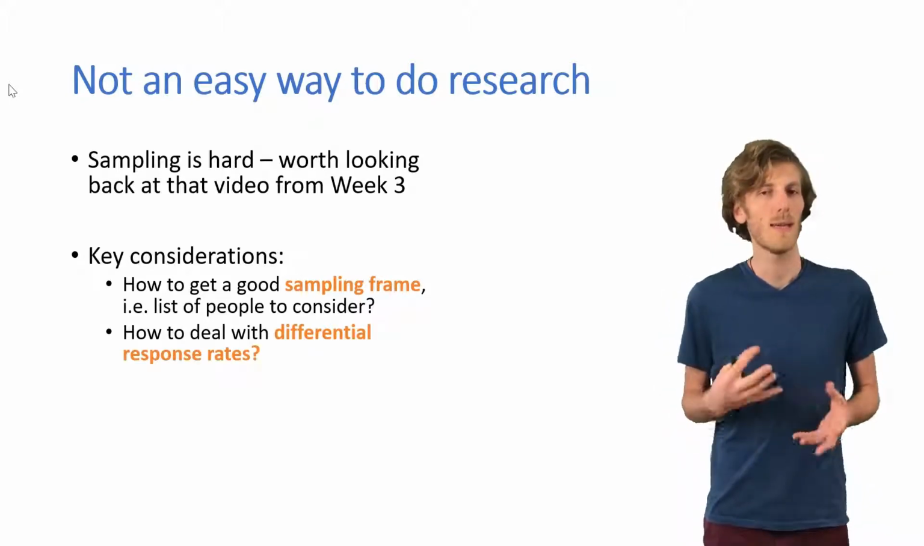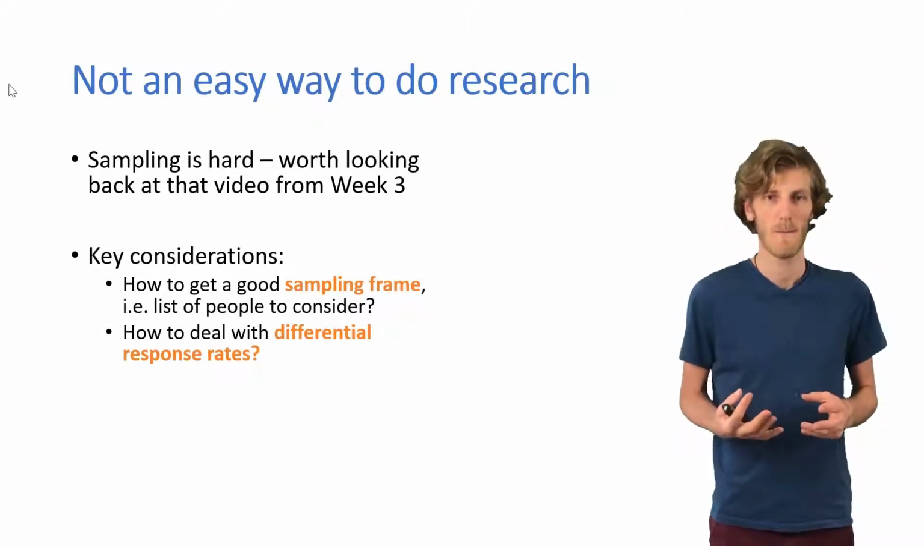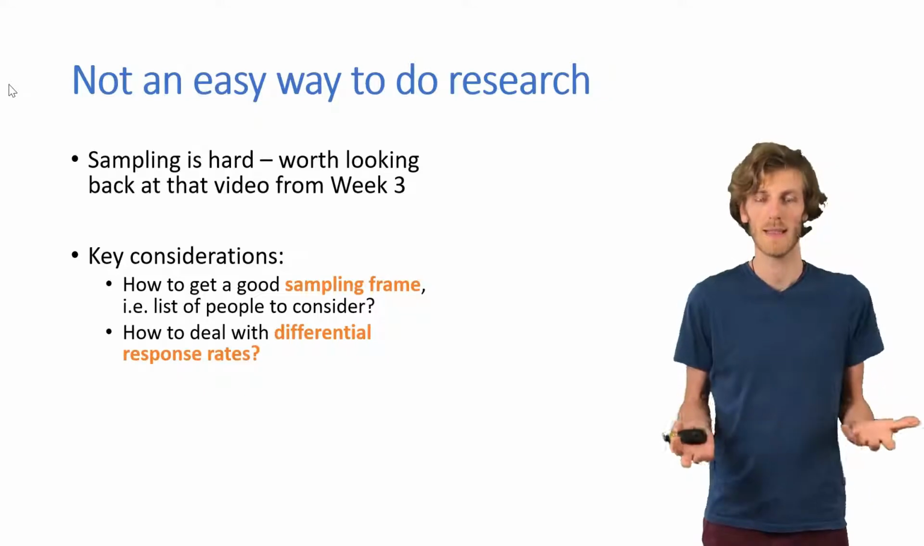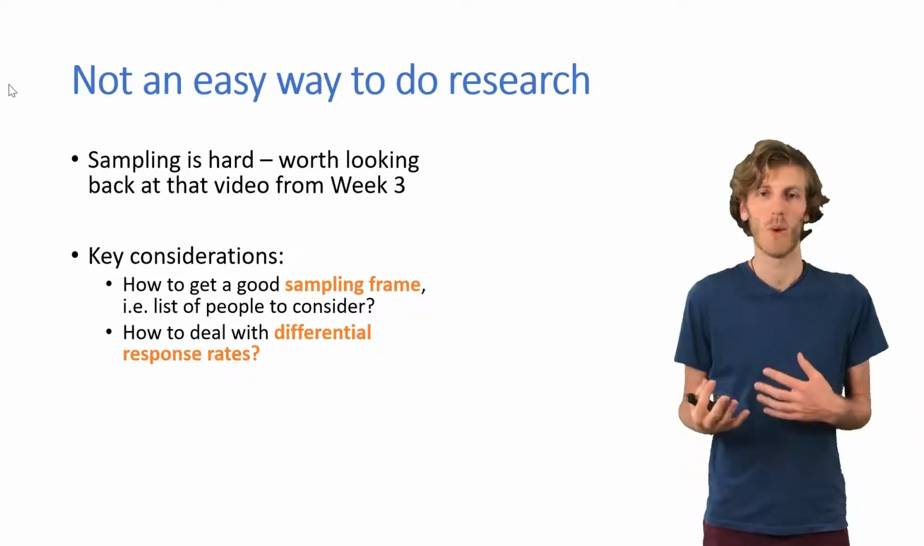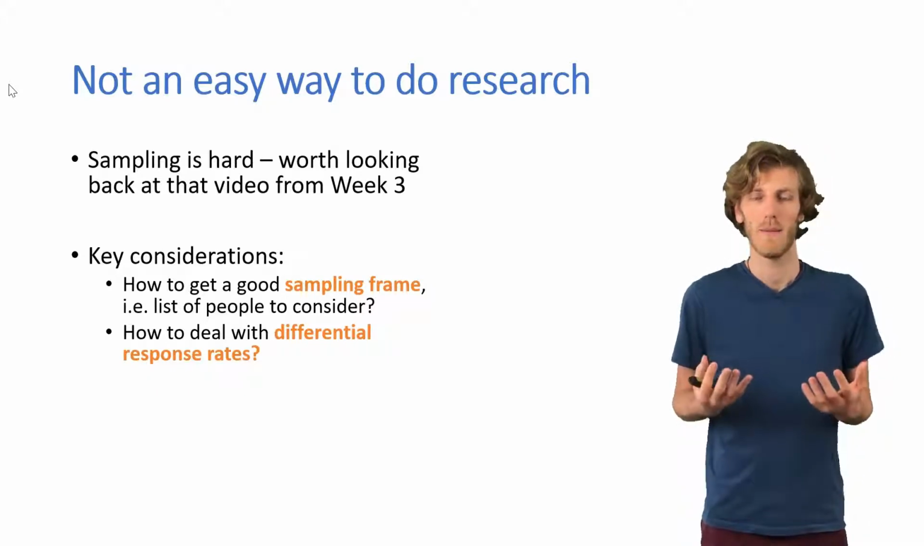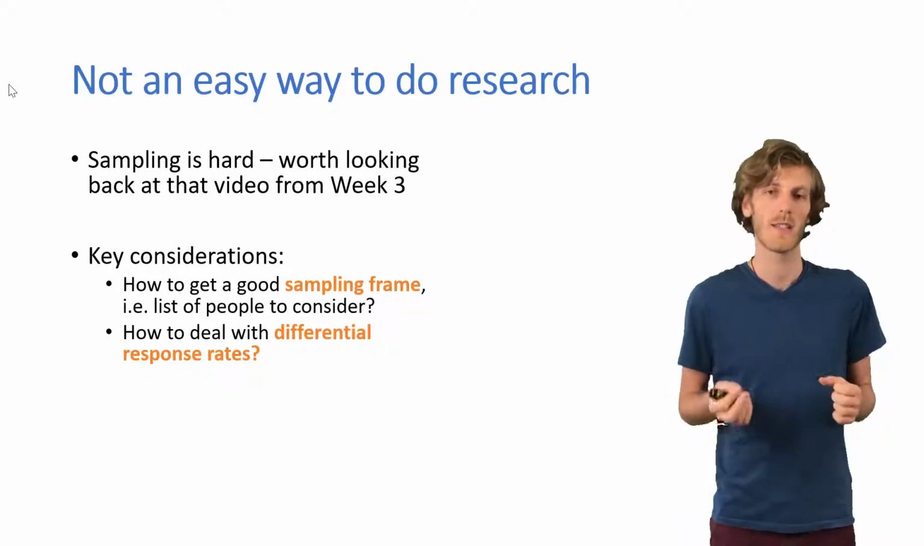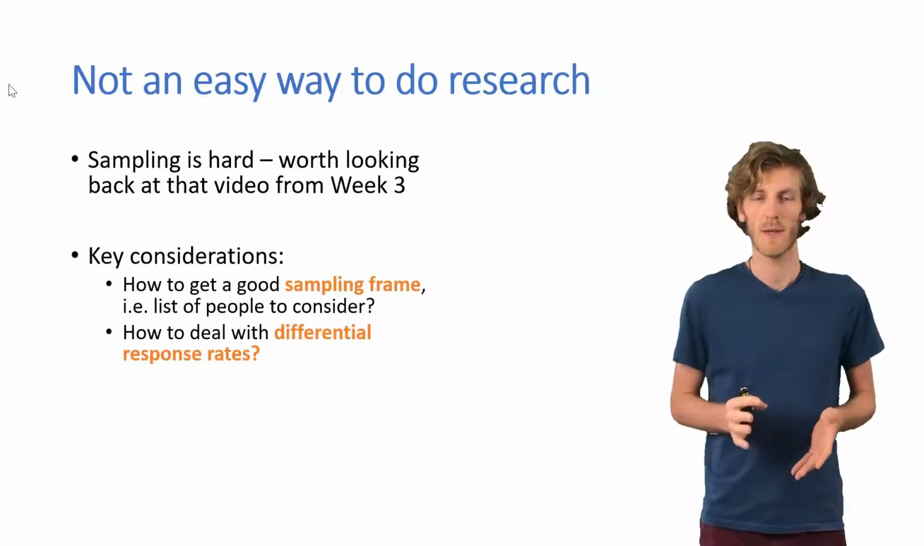And the second question is, how do we actually deal with differential responses? Survey participation is always optional. Often people get paid so that more would participate. But still, even the best social surveys generally get about 30 to 40% response rates.